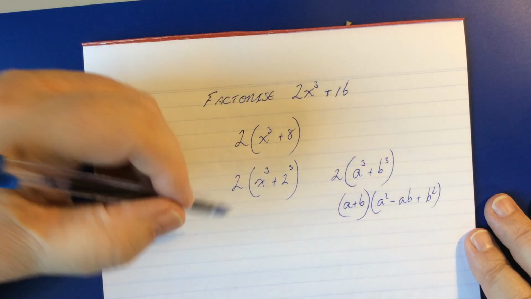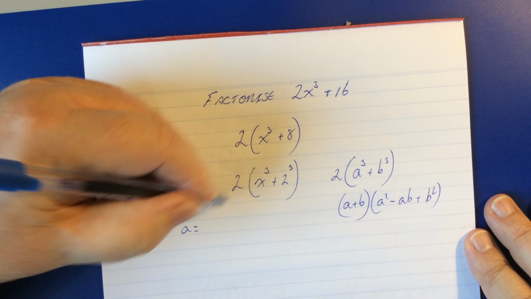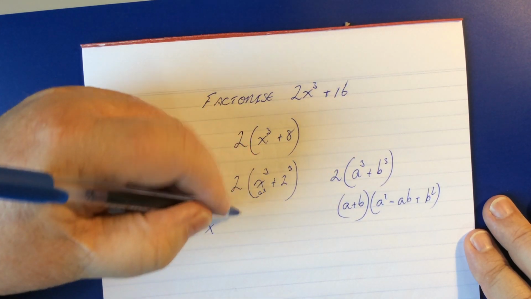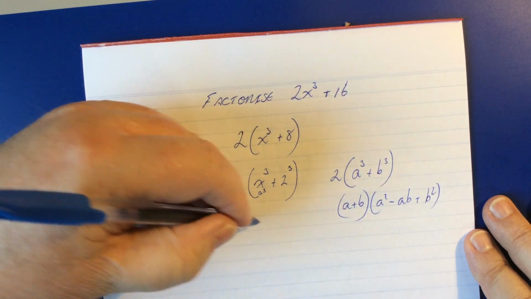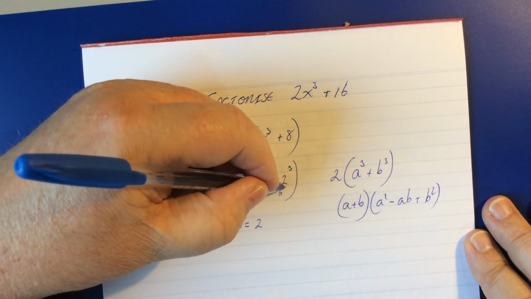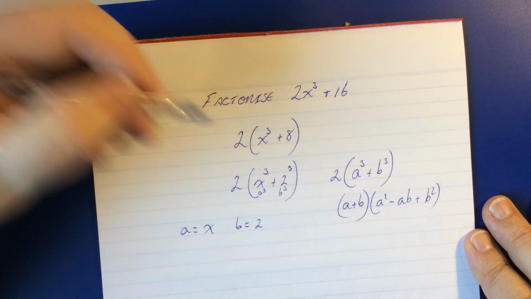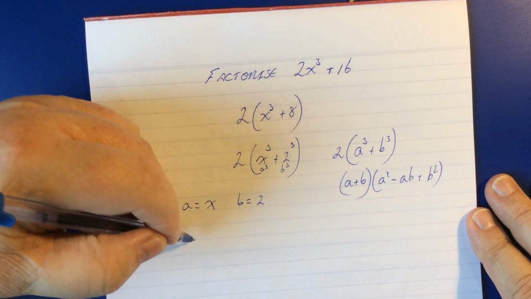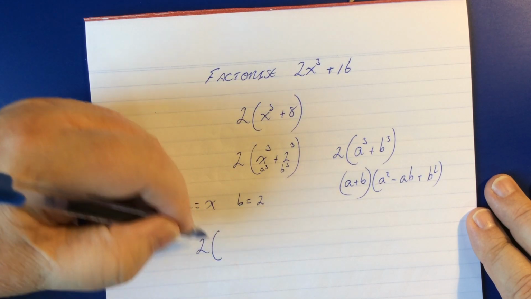Right, to work. Okay, so what is A? A is equal to x, so that's A cubed there, and B is equal to 2, so that's B cubed there. Okay, I hope you can see that. The writing's a little bit small. Okay, so let's just plug and play.